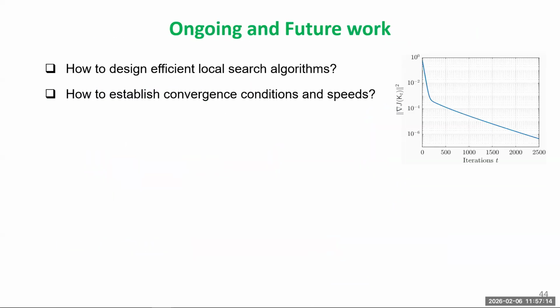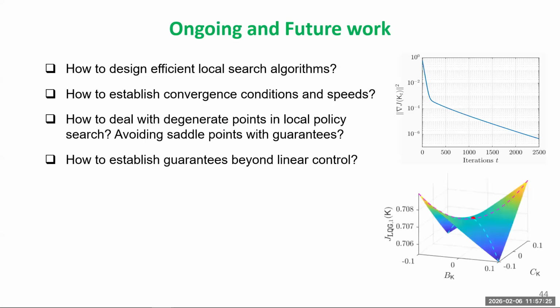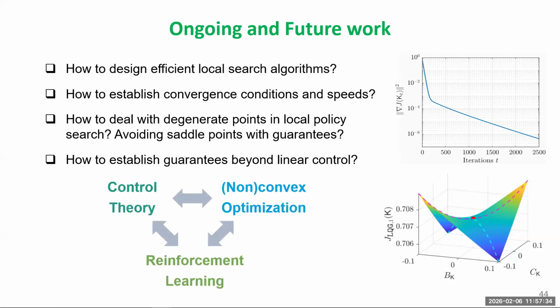Like I mentioned, we didn't talk about algorithm design in this talk. And actually, there are still some open questions: how we design efficient local search algorithms, how we prove convergence rate, how we deal with this kind of degenerate policy, which could be a saddle point, or how we can extend the guarantee beyond linear control. Overall, we would like to combine results in control theory, convex and non-convex optimization, and reinforcement learning to design principled algorithms to achieve better performance for general control systems.